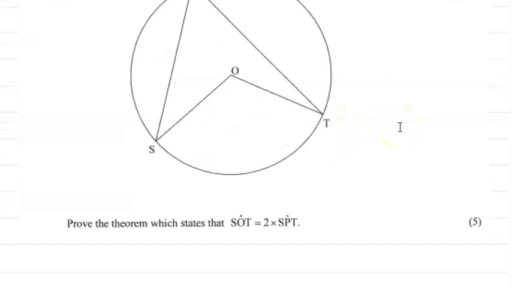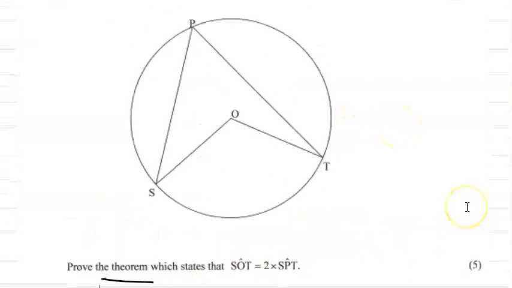So if you look at this, they're saying prove the theorem which states that SOT equals 2 times SPT. Now, if you look at my website, which is jrmaths.com, you'll be able to view the video of the theorem which states the angle at the center is twice the angle at the circumference, which I've already proved there. But very quickly, when you are proving theorems, the most important thing for you to be able to do is to remember what the construction will be for that theorem.